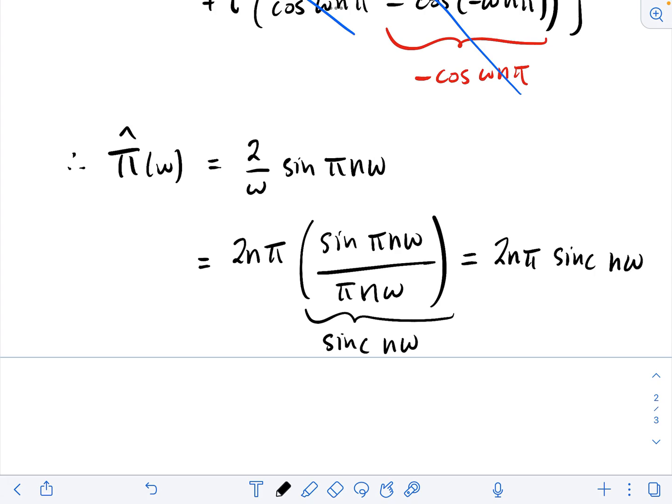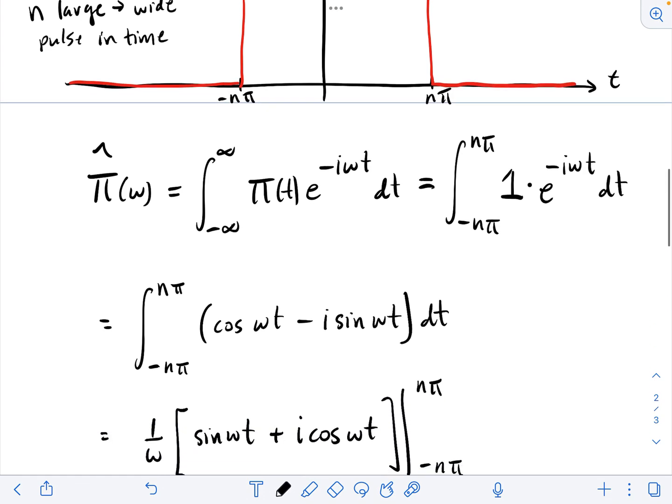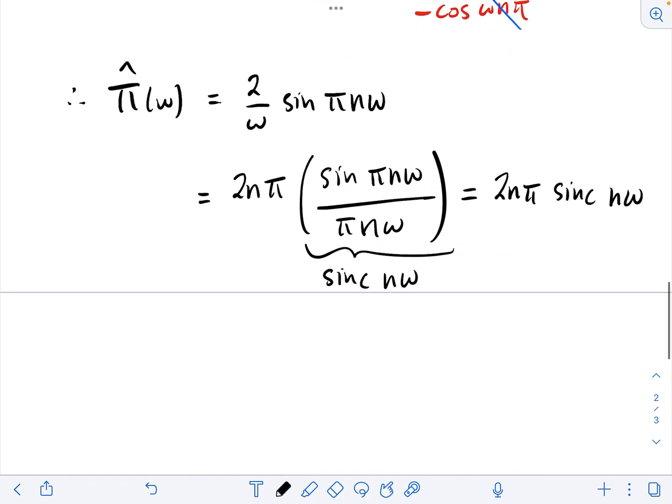All right, so that's our first evaluation of a Fourier transform. We started with a function of time, which was just this box function. Once we evaluated our integral, we ended up with a function of omega. And so pi hat of omega results from the Fourier transform of pi of t.